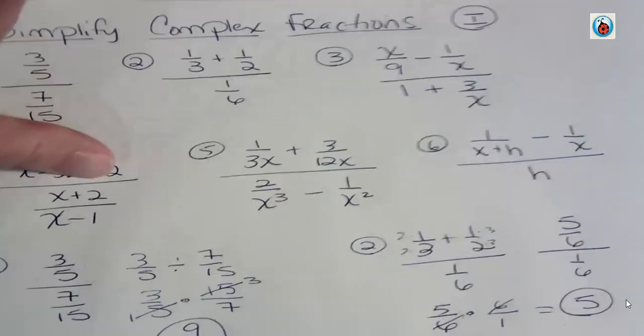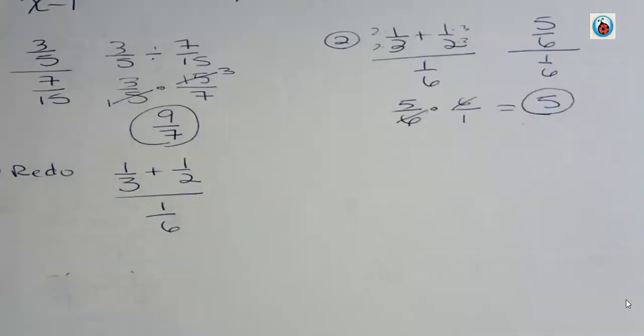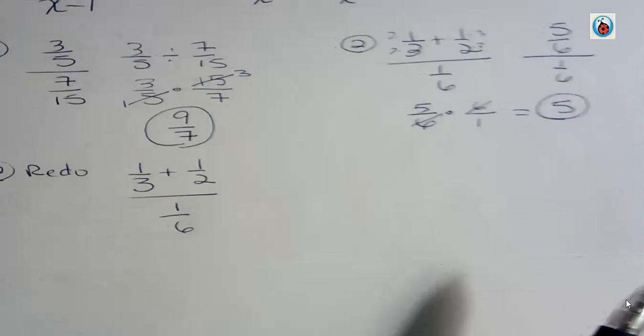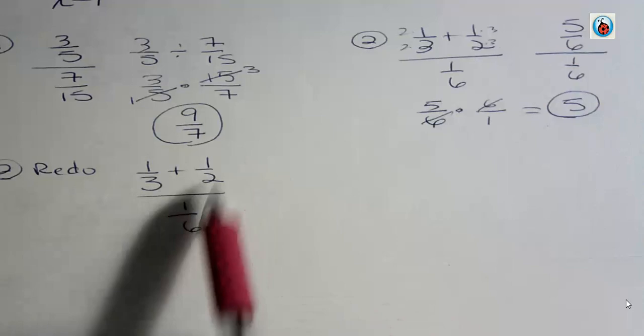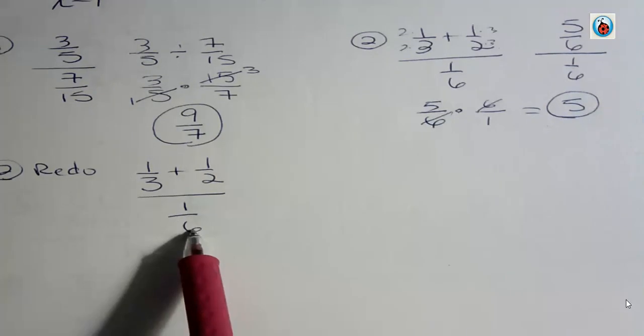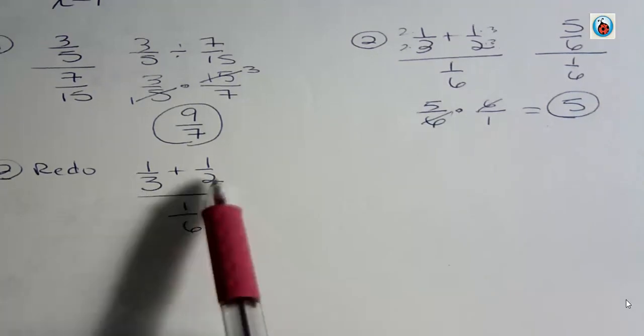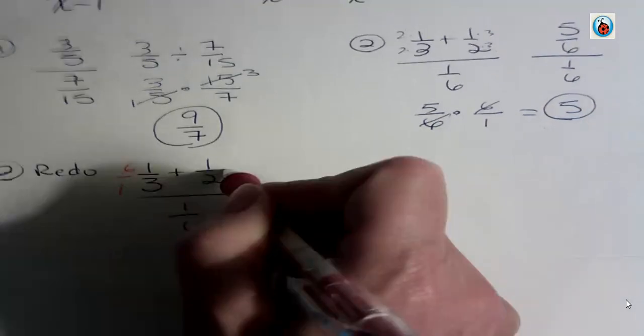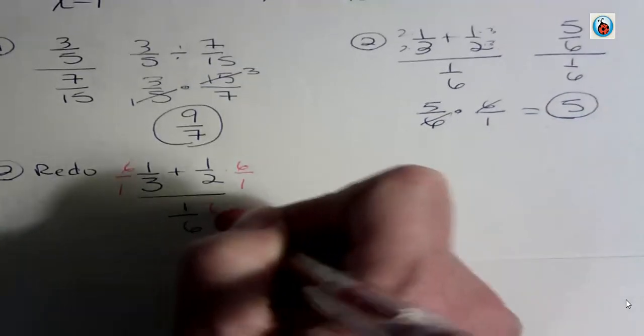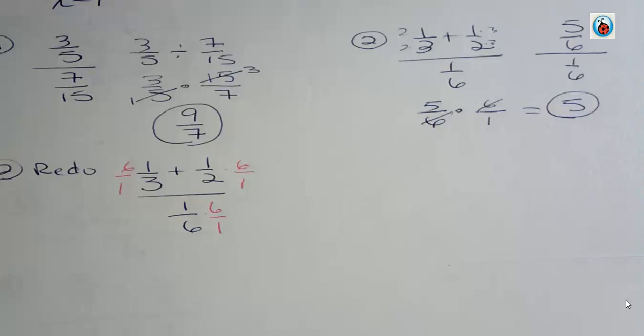Another method, I'm going to redo that one. Another method is to multiply everything by the LCD. So there's two different ways to get the same answer. You see how this has 3 fractions in it? I want to find the least common denominator for all 3 parts, and that would be 6. And I'm going to multiply everything times that LCD. Everything in the top, everything in the bottom gets multiplied.